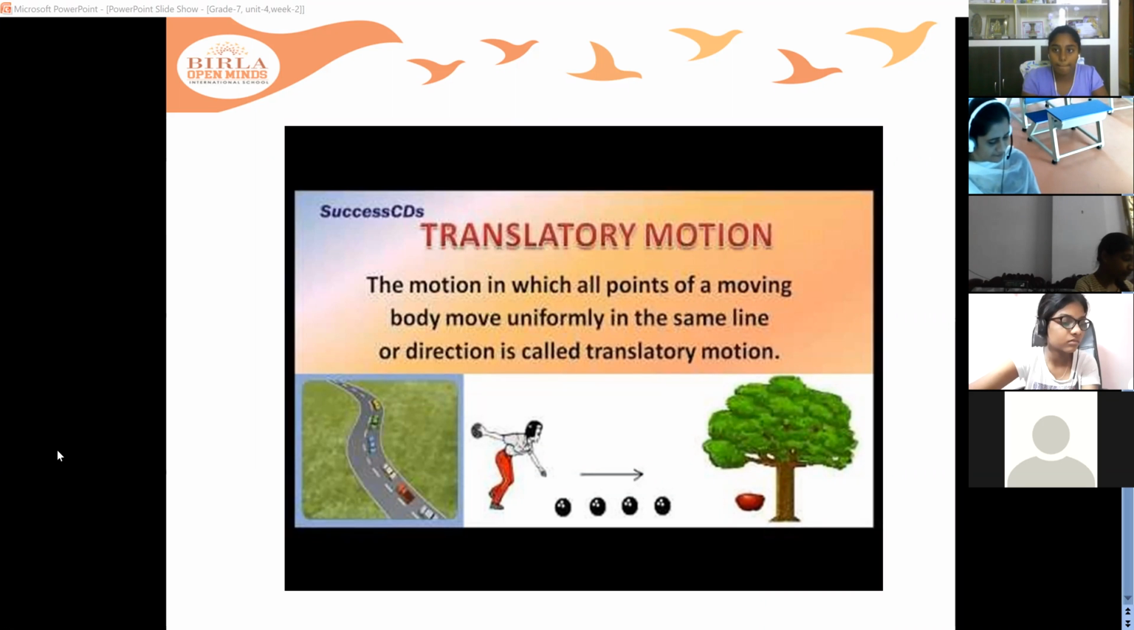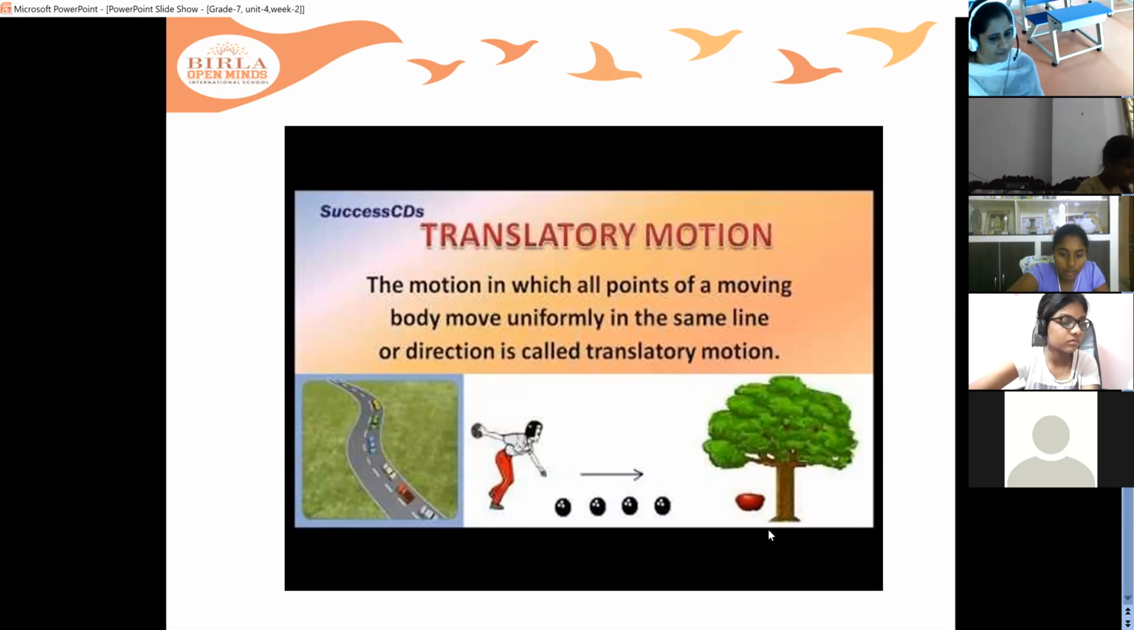Okay, Snitika, thank you. So this was about the rotatory motion. So examples of rotatory motion are, just one second, I'll just show it to you.